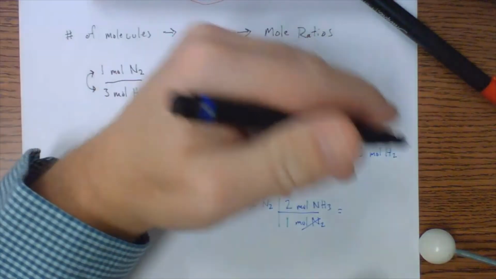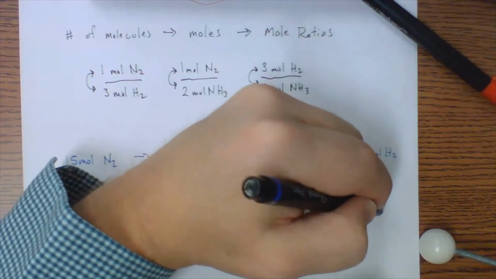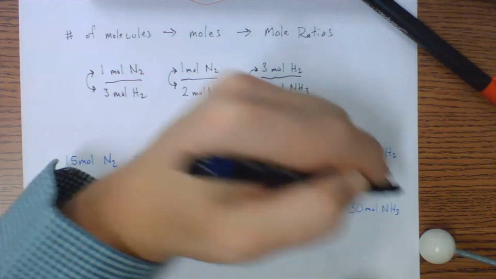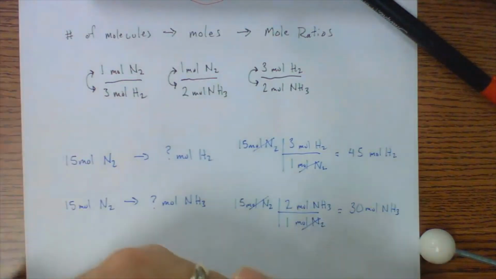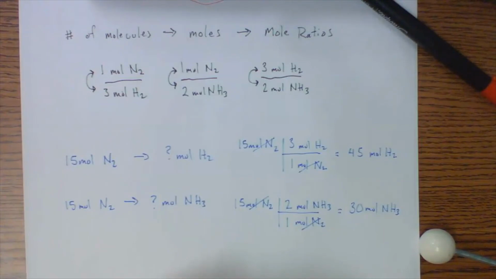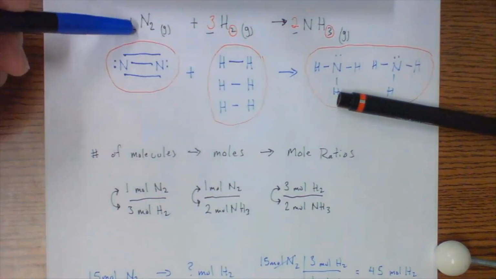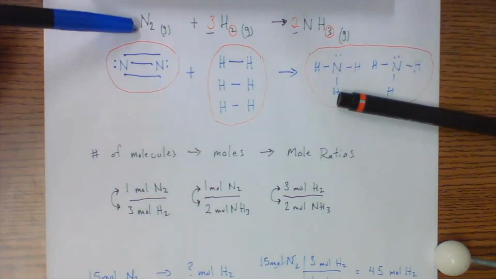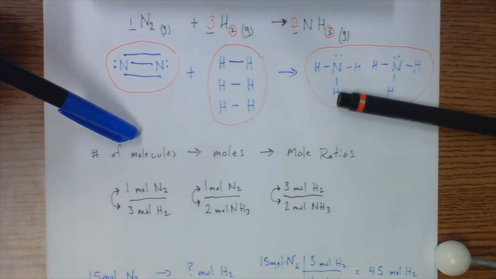So 15 times 2 is going to be 30 moles of NH3. So again, we just are kind of looking at the relationships of how we can set these up. And we can do this from any different direction because the balanced chemical equation is going to give us a mole ratio. So it gives us the ratio of the number of things in relationship to each other.